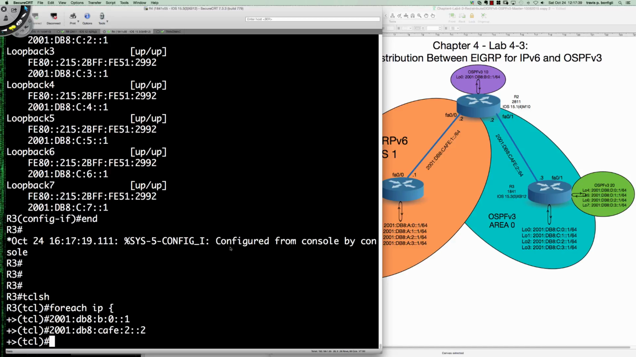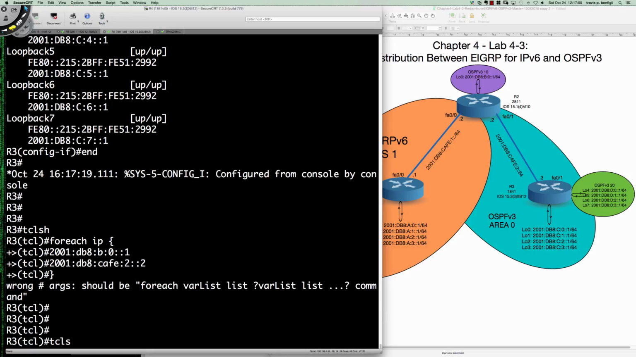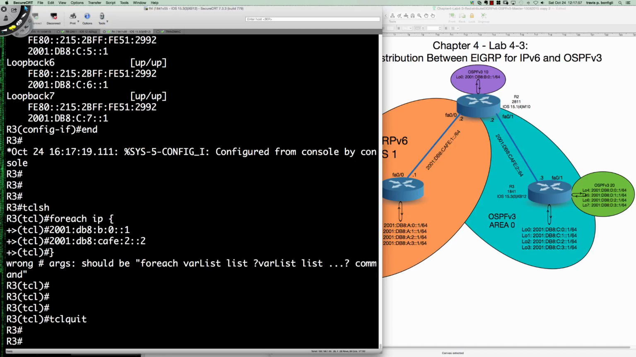if this works. So we'll close that out, and it didn't like that. So it's got to be something in my syntax, and I'm wondering what it could be. So yeah, it's got to be something in my syntax. I'll have to come back and take a look at this. So we'll say tclquit. All right, so we'll drive on.